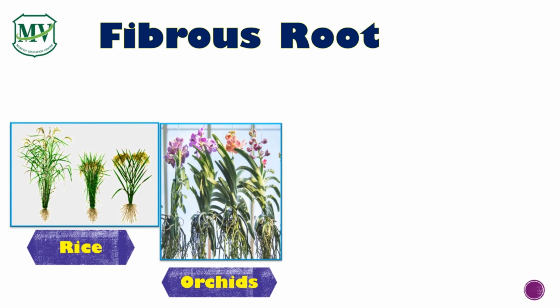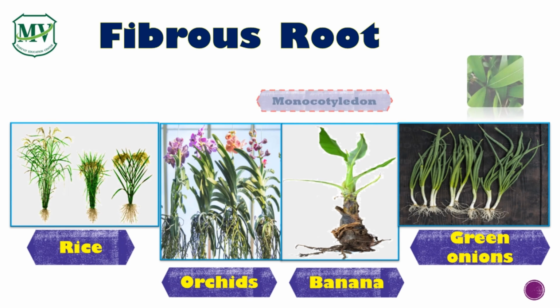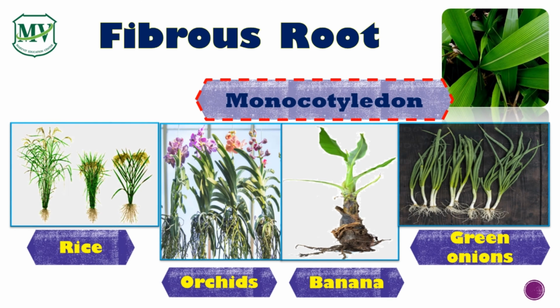And here are some examples of plants that have a fibrous root: rice, orchid, banana, and green onions. And they say that all monocotyledon plants have fibrous roots. They have long, narrow leaves and parallel venation.